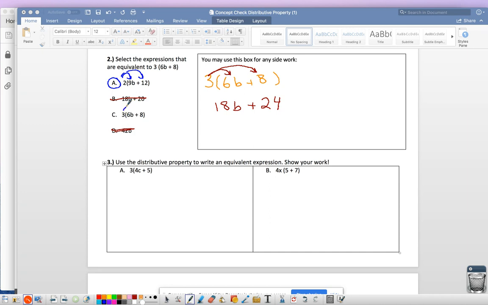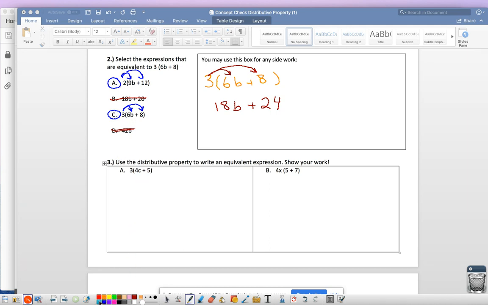For C, we're going to do the same thing. We're going to draw our arrows. So 3 times 6b, 3 times 6 gives us 18. We have that b, so we have 18b, so that part works. And then we have 3 times 8. If we multiply 3 times 8, that gives us 24 as well. So we know that C works. Okay, so for number 2, the expressions that are equivalent are A and C.